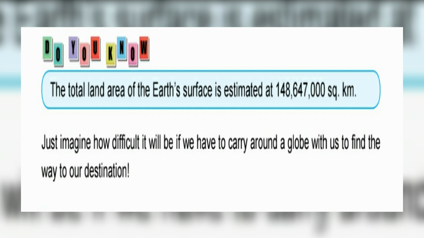Do you know the total land area of the earth's surface is estimated at 148,647,000 square kilometers. Just imagine how difficult it would be if we have to carry around a globe with us to find the way to our destination. Would it be easy for us to carry a globe wherever we go to see the location? No, it is not easy.